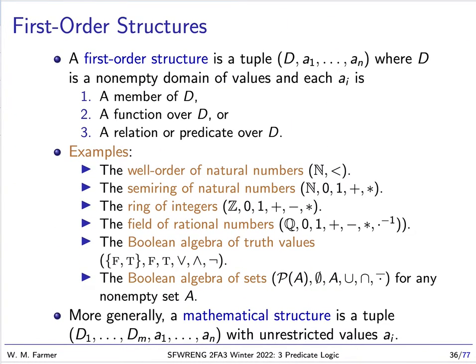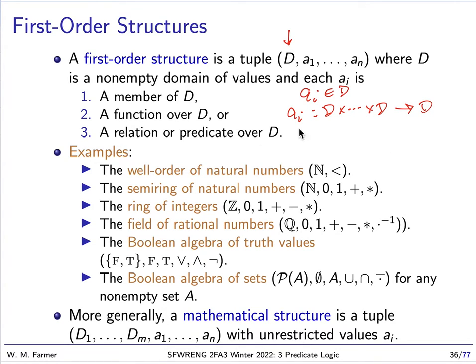So we need to start first and talk about what is a first-order structure. A first-order structure consists of a domain, D, some non-empty set of values, and some distinguished values, A1 through AN. These distinguished values are of one of three kinds. Either one of these is a member of D, or one of these is a function that takes several arguments from D and gives back a value of D.